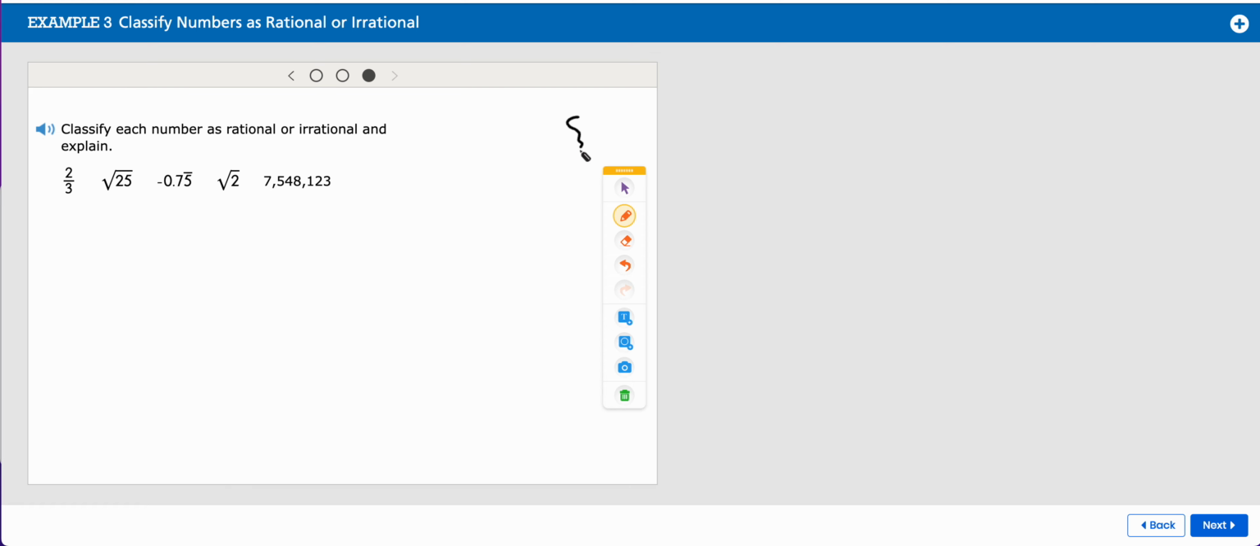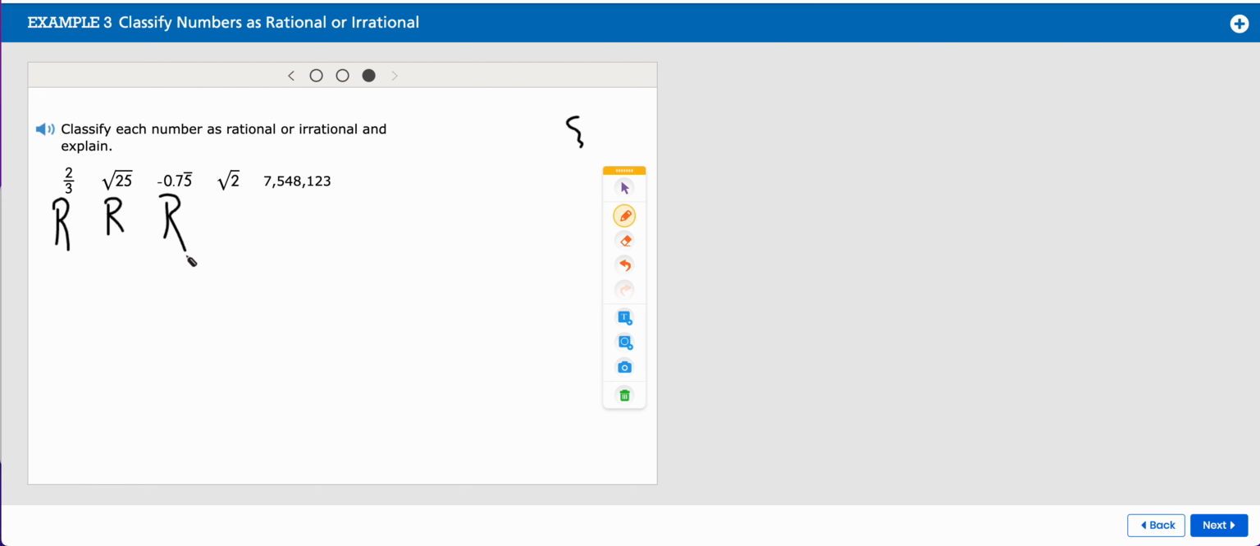So 2/3. Rational or irrational? Irrational. Why rational? Oh, because it's a fraction. It's already a fraction, so it's got to be rational. What about the square root of 25? Rational, because it's a perfect square. I like it. Okay. What about negative 0.75 repeating? It's rational because it repeats. Somebody said it.